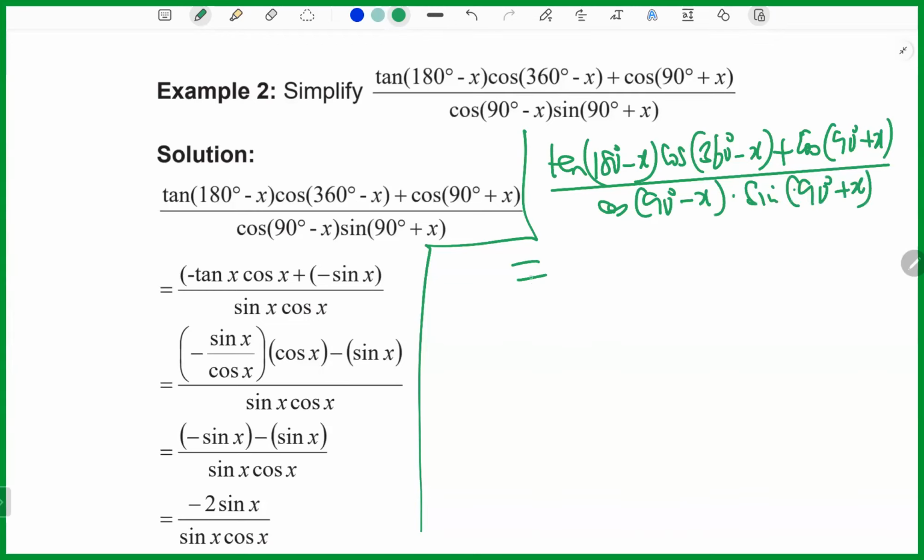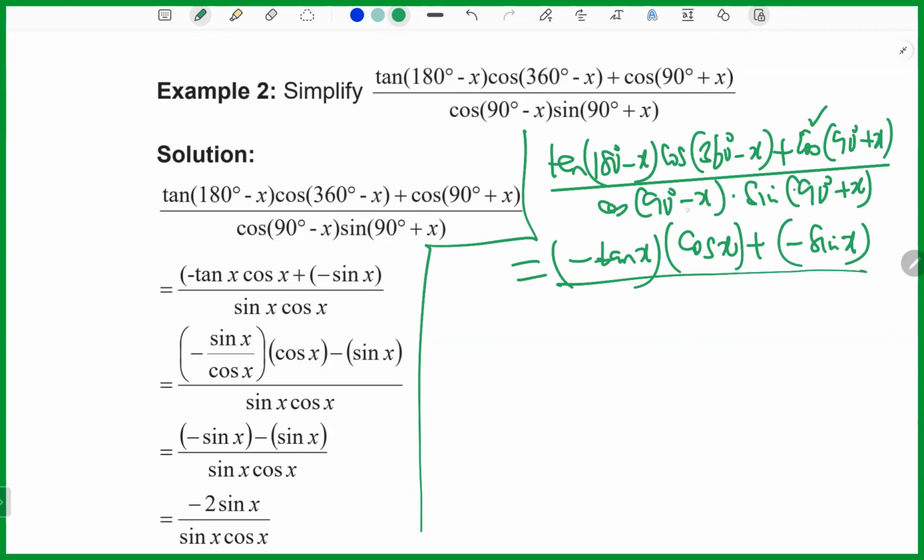180 degrees minus is in the second quadrant, where the tangent is negative: minus tan x. 360 minus is in the fourth quadrant, and in the fourth quadrant the cosine is positive: cosine x. Plus, 90 degrees plus x is in the second quadrant, where the cosine is negative, but it changes to its co-function. There's a co. You need to remove the co, and you're left with the sine, but it's negative.